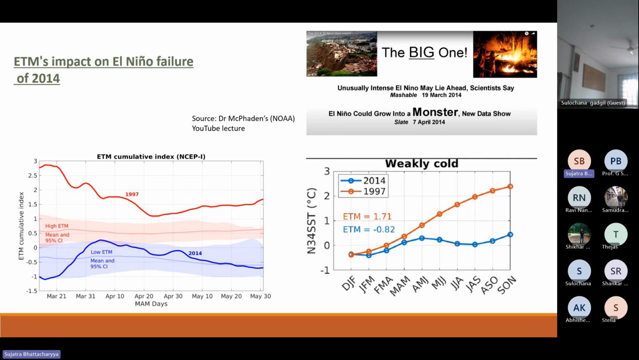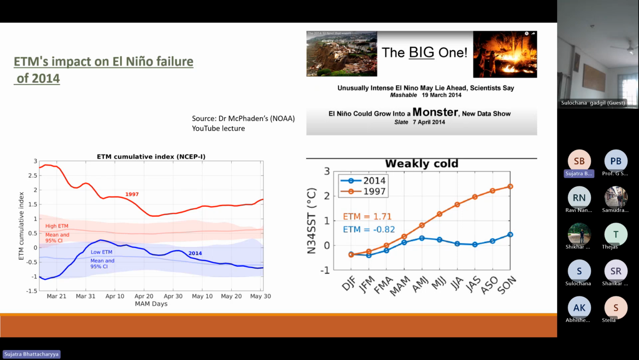And that is true because if you just look at this plot. Here I have plotted the 3-month running mean of the Niño 3.4 SST anomalies for 2014 in blue and 1997 in orange. Interestingly, you see in winter, it is exactly the same. The Niño 3.4 SST anomalies for both years are exactly the same, and they evolved quite similarly up to boreal spring. But beyond boreal spring, 1997 showed a continuous increase in the SST anomalies, whereas in 2014, SST anomalies showed a decline before strengthening again in late summer.